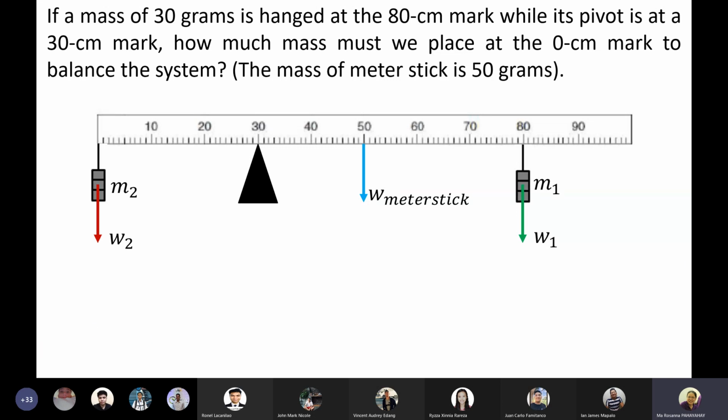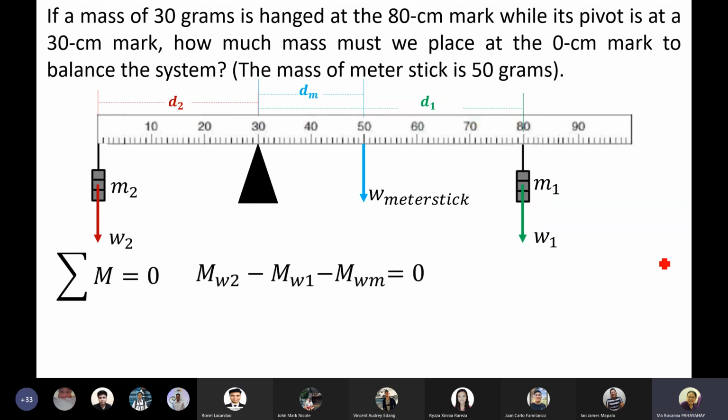This is easier since you first find the moment arm. The moment arm in 2D is always the distance from the pivot to the weight. That is D2. This is the moment arm for the meter stick, and this is the moment arm for weight 1. All of them come from the 30 cm mark. So if we compute again, the summation of moment is equal to 0.